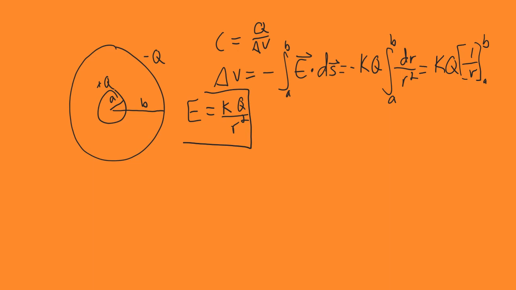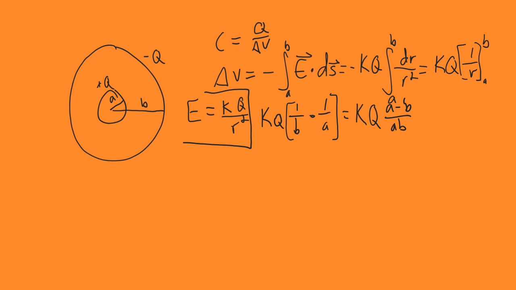Once we do that, we plug it in. We get KQ, 1 over B minus 1 over A. And it'll be nice if we can put this in one term. So we will cross multiply. So that is going to be KQ, A minus B over AB. Sweet. So this is equal to our change in voltage.